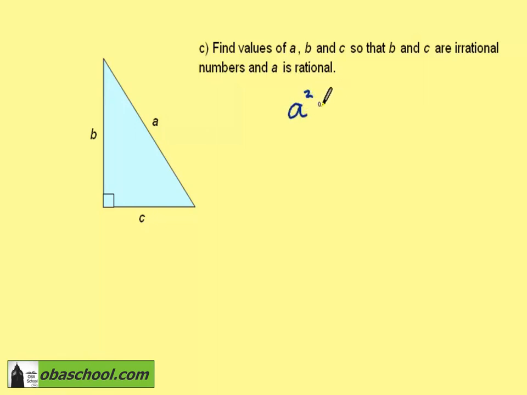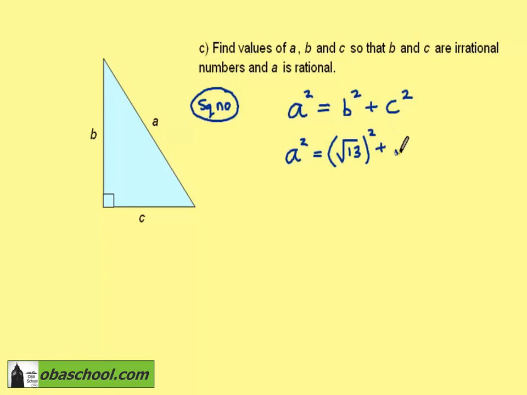If we consider Pythagoras' theorem, a squared is equal to b squared plus c squared, we want it so that a squared is a square number. If a squared is a square number, when we square root, we get a whole number. But we need b and c to be irrational numbers. Let's choose b to be the square root of 13. So we have root 13 squared, and choose c to be root 3, so we have root 3 squared.